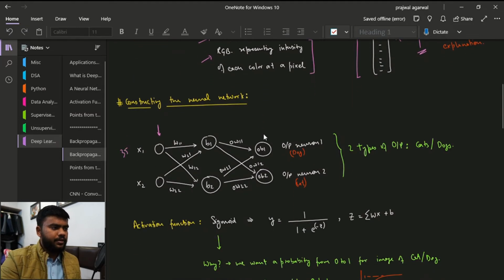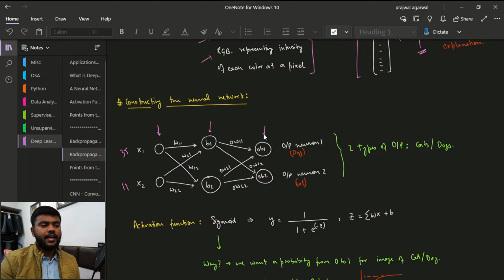We have 35 and 19, and then we have the hidden layer, and then we have the output. In the output there will be 2 neurons now, because we have to classify between cats and dogs, and the first neuron will be assigned dog and the second neuron will be assigned cat. Our output layer will generate the probability, basically how much it thinks that a certain image is an image of a dog or an image of a cat. So this is our entire structure. The connections are weighted, the neurons have their bias, and we have 2 types of output.